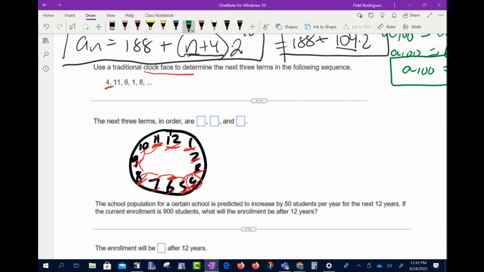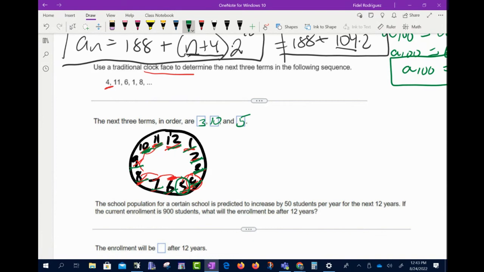So if I count by 7s, 1, 2, 3, 4, 5, 6, what number are we at? Okay, let's count 7 again. 1, 2, 3, 4, 5, 6, 7, 10. Anybody know what the last number is going to be? We're going up by 7, right? 1, 2, 3, 4, 5, 6. What number is it? There you go. And that's all you're doing.